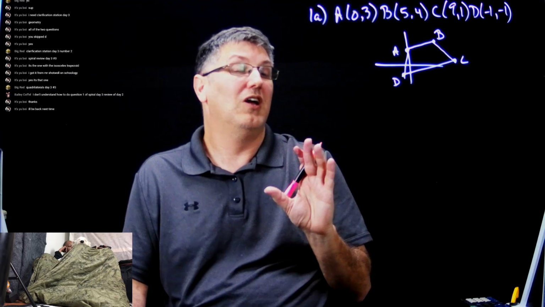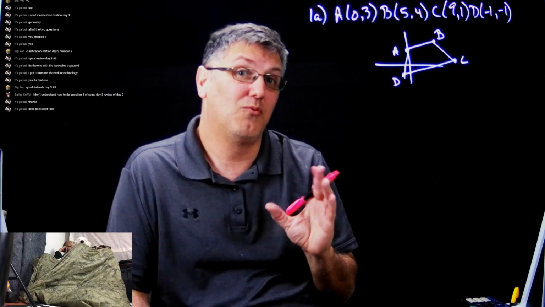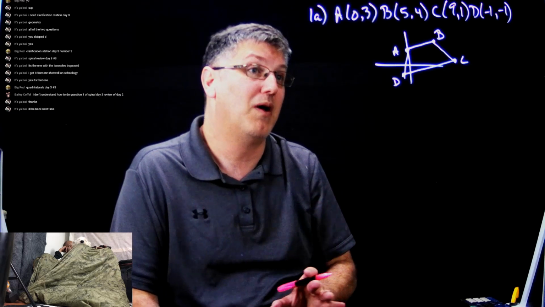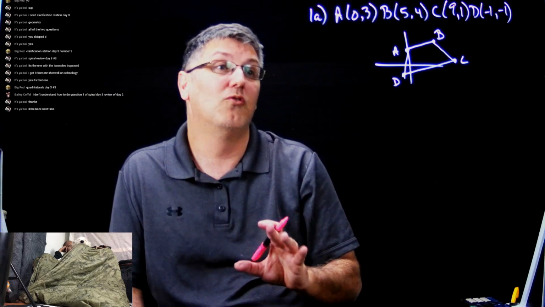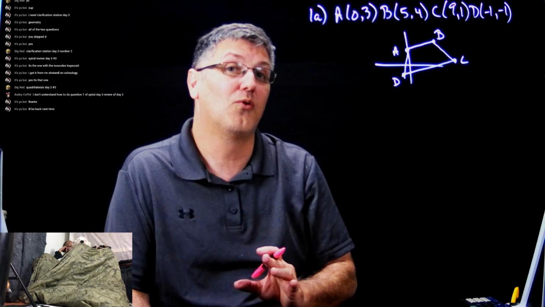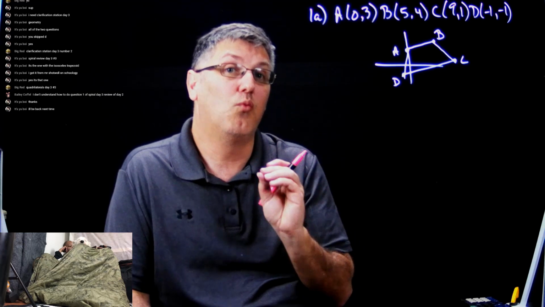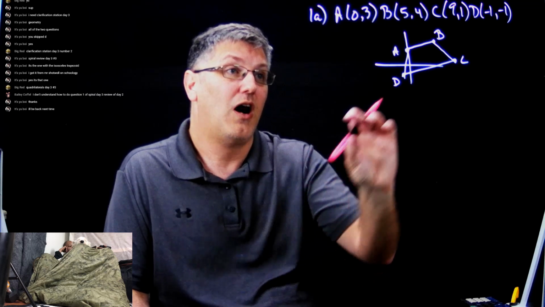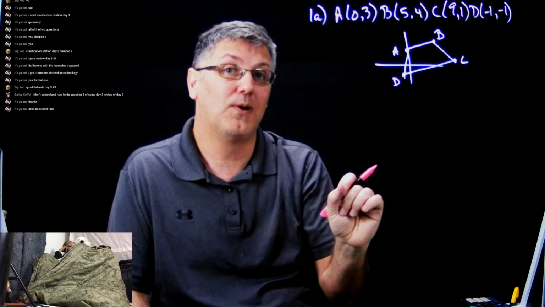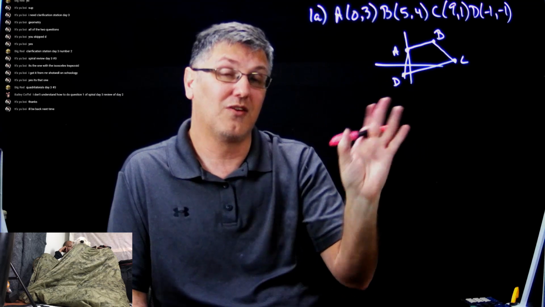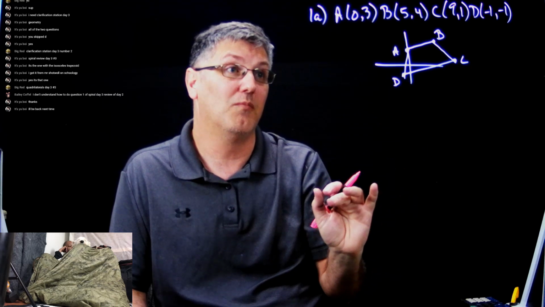Okay, so it kind of looks like a trapezoid, but we can't trust our eyes. We've got to trust the math. So what I'm going to do is check the slopes. For it to be a trapezoid, it can only have exactly one pair of opposite sides be parallel, because otherwise it's something else if that requirement isn't met.